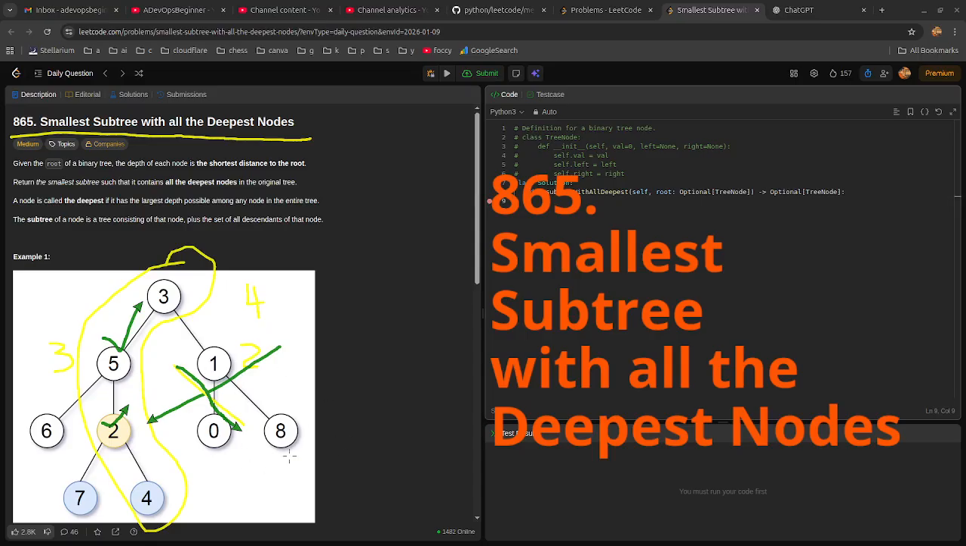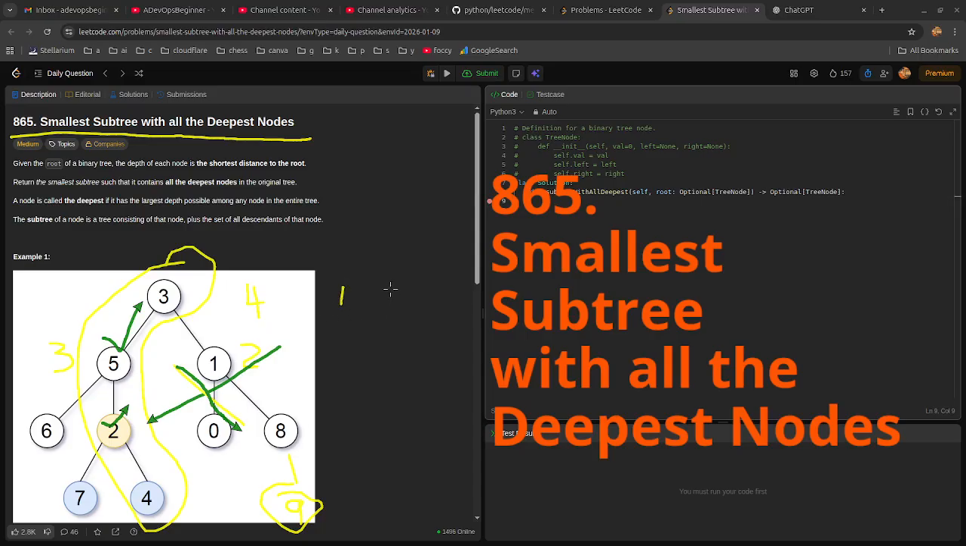If there's another node here, say 9, we're going to find out that for root node number 3, the left child and right child have the same levels, and in that case, the root node itself will be the answer we're looking for.